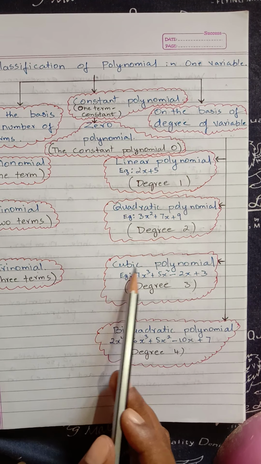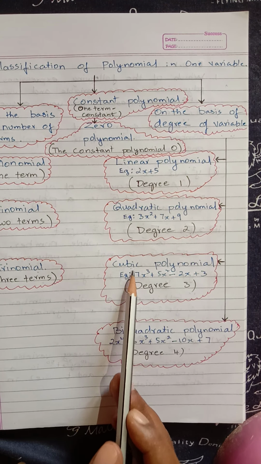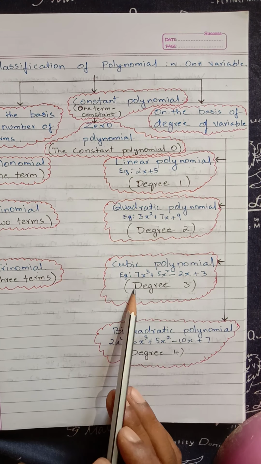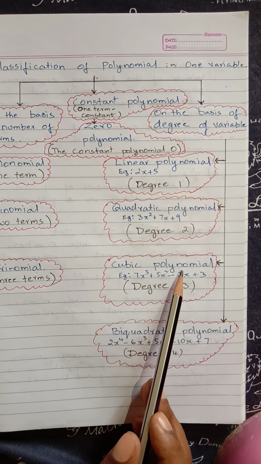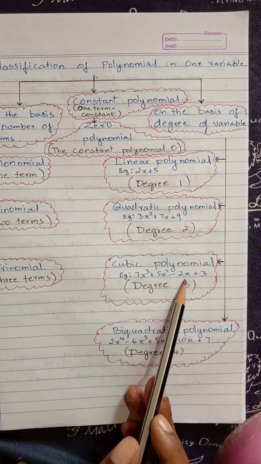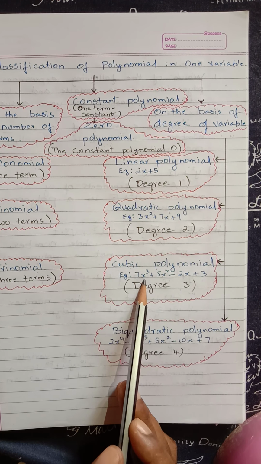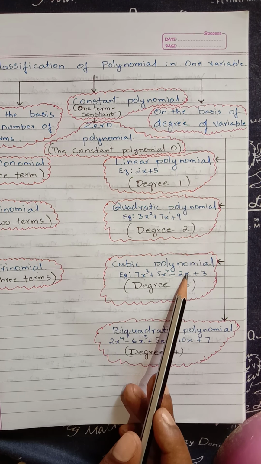Third one, cubic polynomial. What do you mean by cubic? Cubic means, as we already know, 3. You are right, that is degree 3. When the maximum power is 3, then it is called a cubic polynomial. Example, 7x cubed plus 5x squared minus 2x plus 3. See, the maximum power here is 3. So this is called a cubic polynomial.